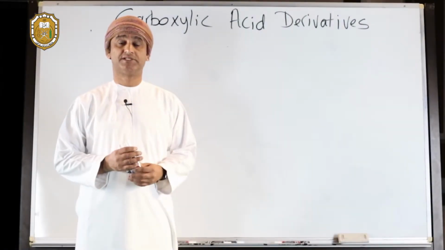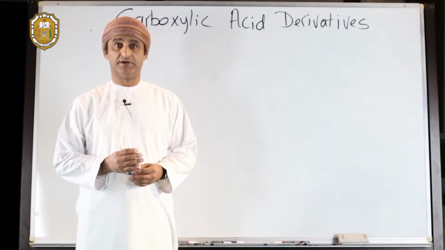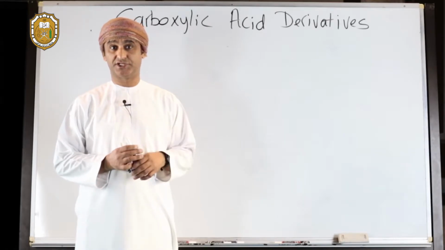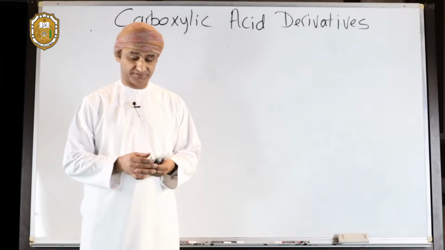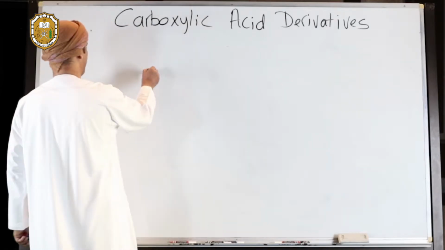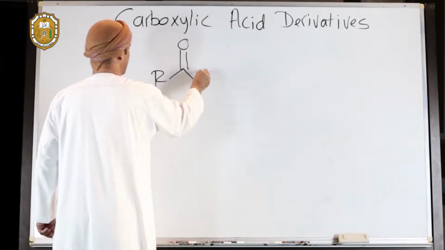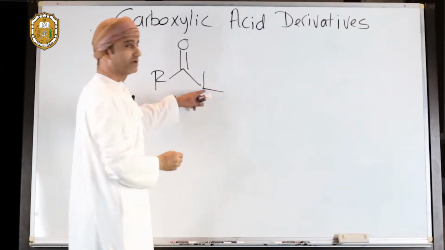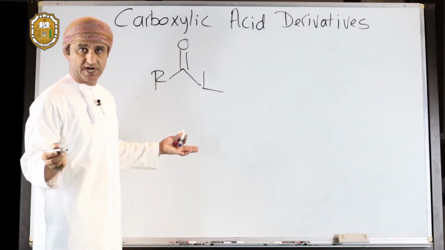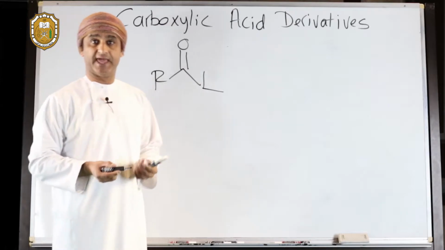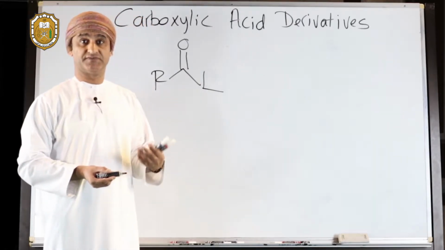So what is so special with carboxylic acid derivatives? Let's draw this general structure for carboxylic acid derivatives again. So this is the general structure of carboxylic acid derivatives. Now we write L, you can write Y, of course, where L can be X if it's an acid halide, again, as we have seen before.